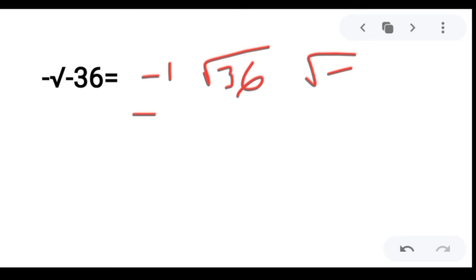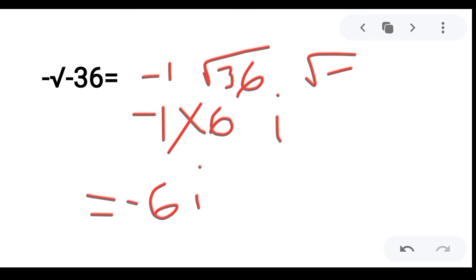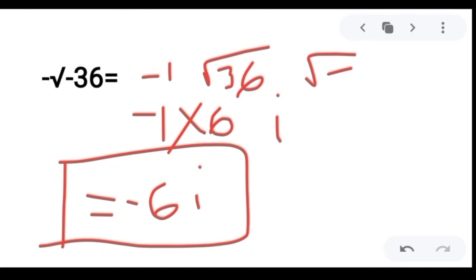The other question naman guys is negative na naman. Negative, imaginary number 1, square root of 36, square root of negative. So, bring down negative 1. Simplify natin yung 36. 6 times 6 is 36, so 6. Square root of negative 1 is i. So, multiply natin. Negative 1 times 6 is negative 6i. The answer is negative 6i.